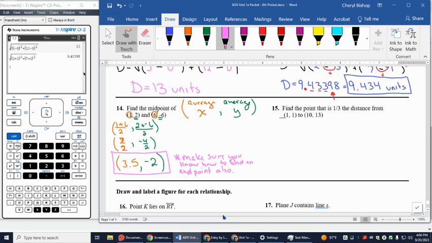Okay, so if you're given one end and a midpoint, you need to be able to find the other endpoint.